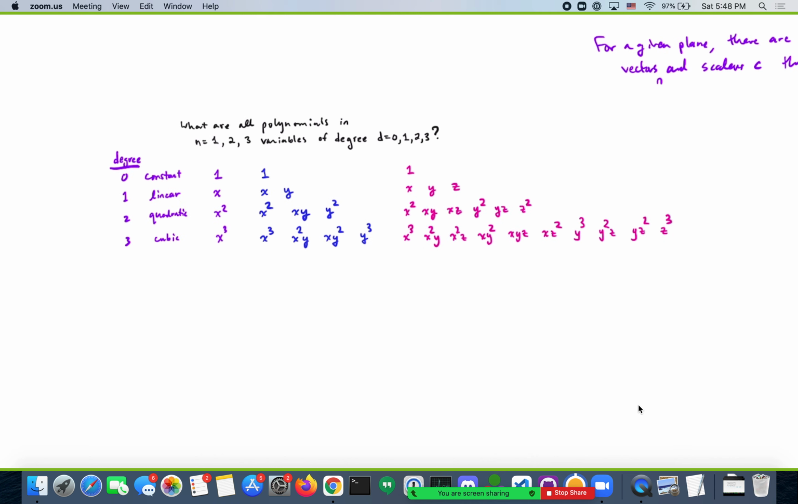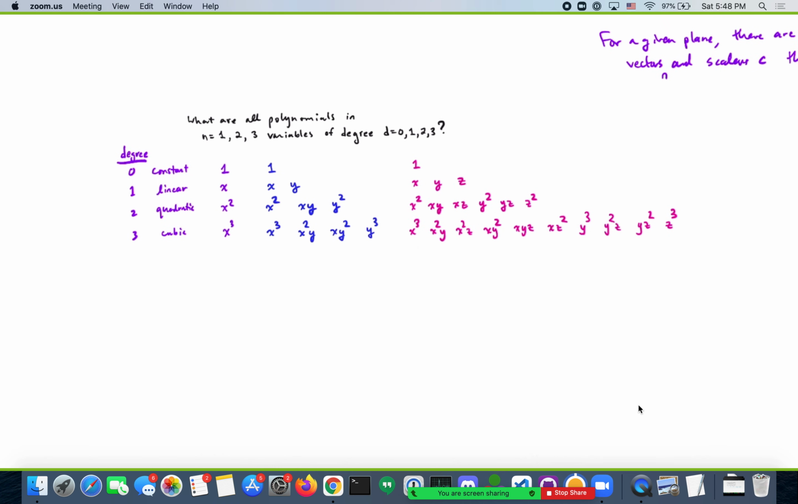So let's just look at that for a moment. And we could keep going there too. It's going to get a lot. There's going to be lots of them. And this is how you build any polynomial.